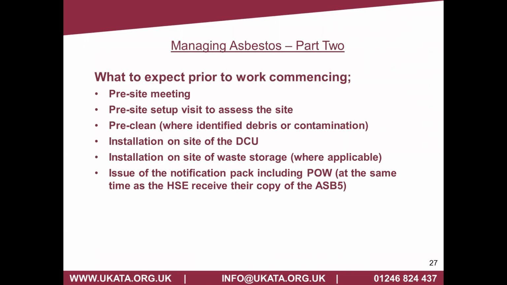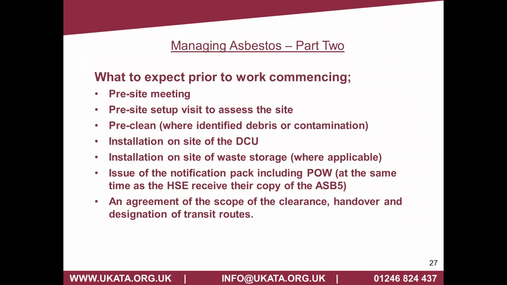They will obviously issue their notification pack, including the plan of work, to the client. One of the things to ask for is a copy of the ASB 5 that will tie up with the plan of work. Remember, the plan of work will be done before the ASB 5, and then of course maybe a copy of the receipt that the HSE submit back to the contractor to say they've received it. Agree the scope of the clearance, so how far is the clearance going to go, handover, and designation of transit route. So transit route is from the site enclosure to the decontamination unit. Other than that, they will have what's called direct connection.